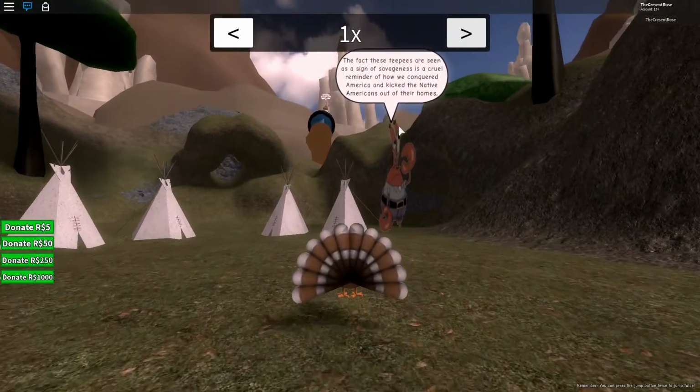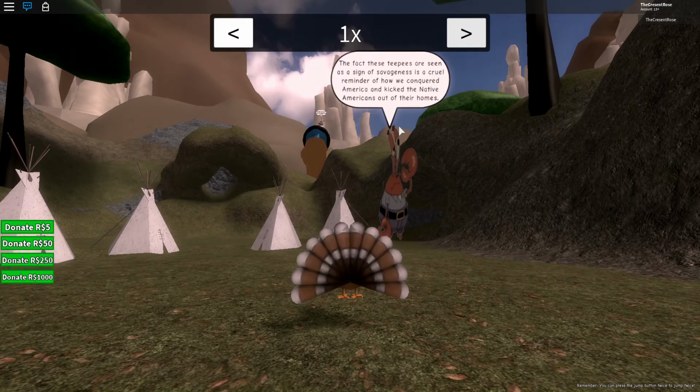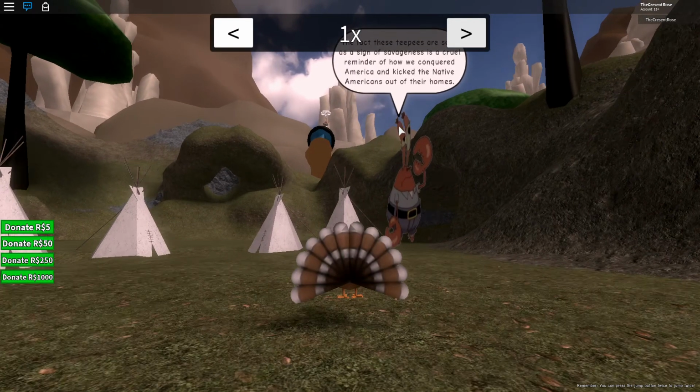The fact that teepees are seen as a sign of savages is a cruel reminder how we conquered America and kicked the Native Americans out of their homes.